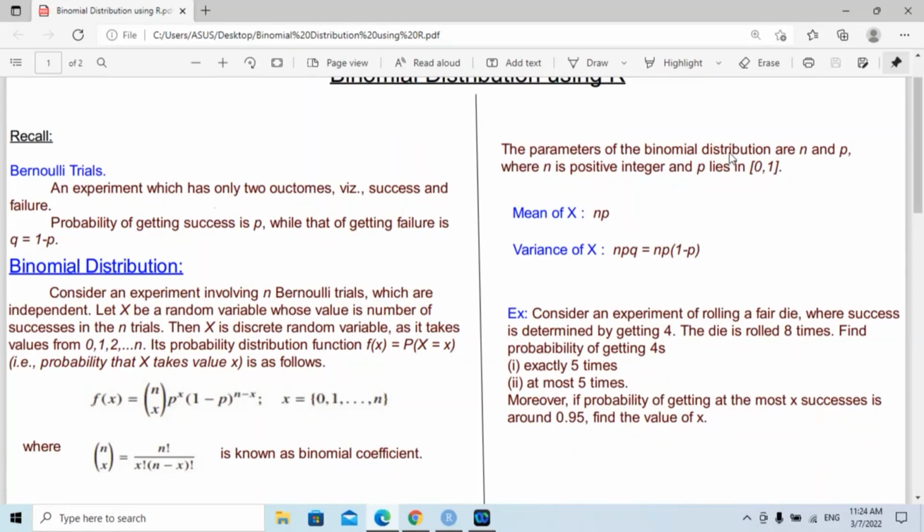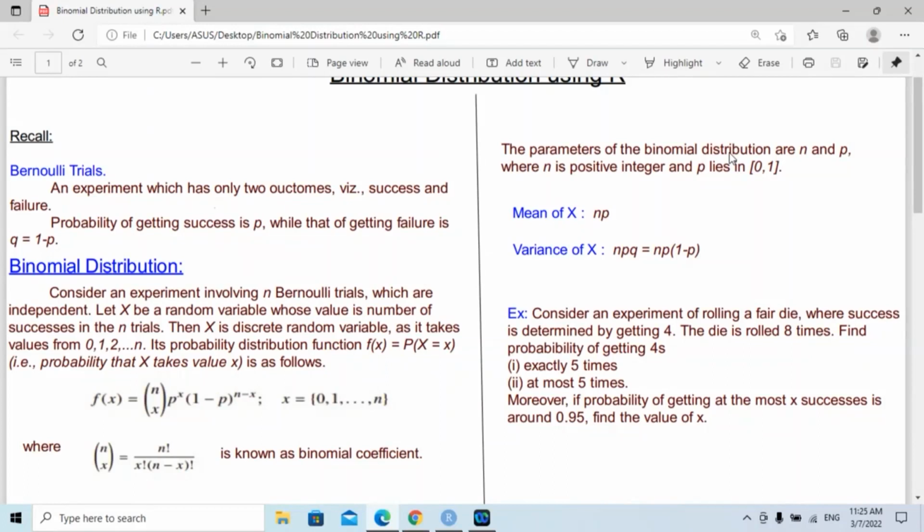So obviously X is a discrete random variable because it will take values from 0 to n: 0 successes, 1 success, and so on up to all n successes in the n trials. The probability distribution function for that binomial random variable is given as f of x is n choose x into p raised to x into 1 minus p raised to n minus x. We all are aware of this.